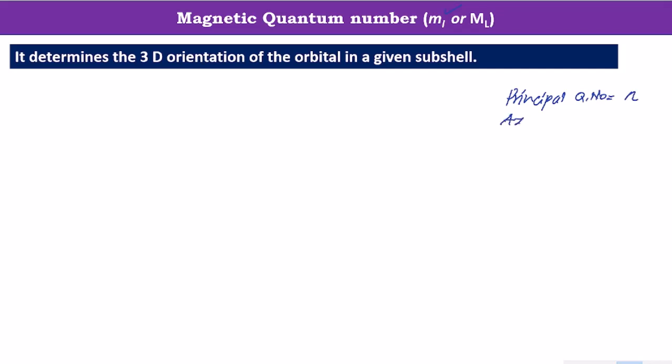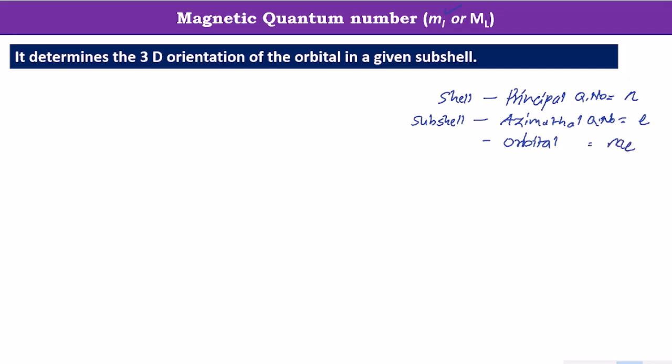Then we have the second quantum number. We call it the azimuthal quantum number. It is represented with the symbol L. So the first represents a shell, while the second represents a subshell. In that subshell, there is a presence of orbitals. Those orbitals, or their orientations, are represented with the values of ml.